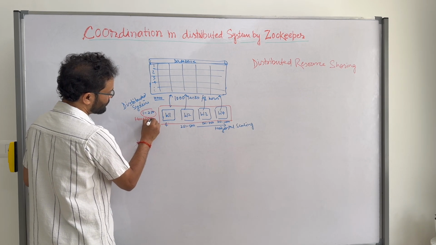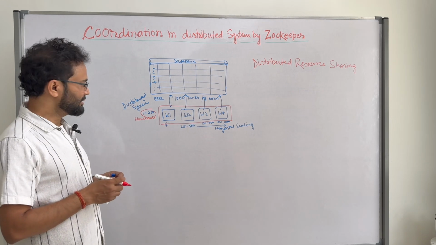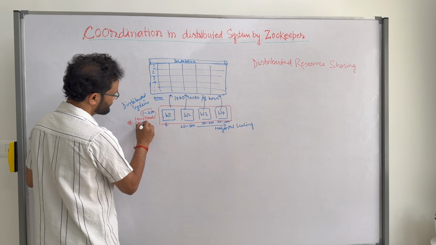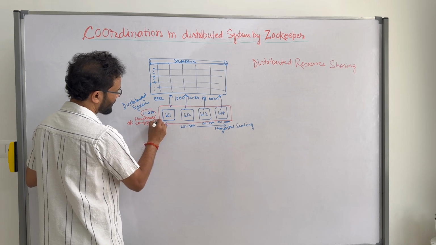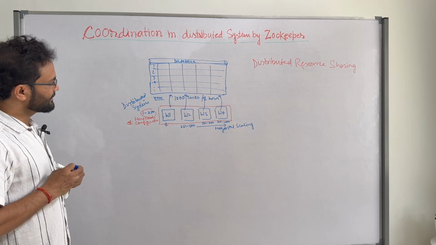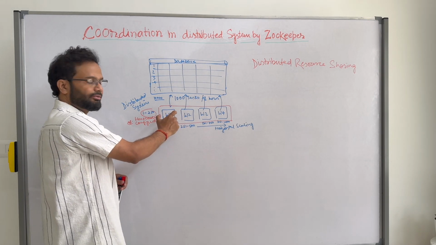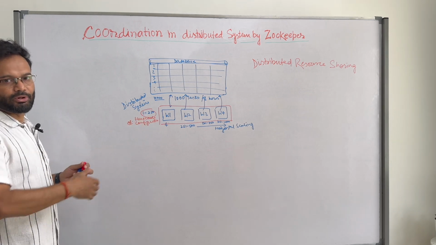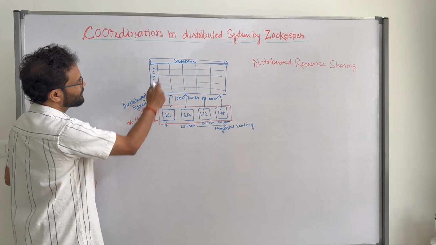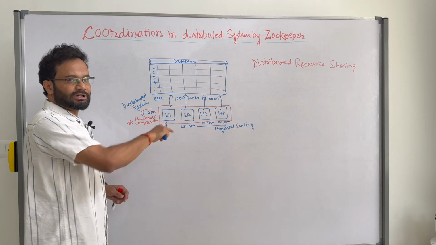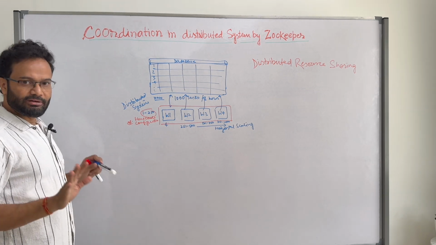Either you can hard-code it in each machine, or you can use some configuration file to maintain this information. Then it will work, because in this machine's configuration file the range is 1 to 250, so it will go to the database, pick up the 1 to 250 range, and start executing. So far, so good.